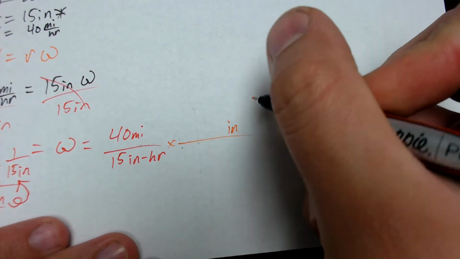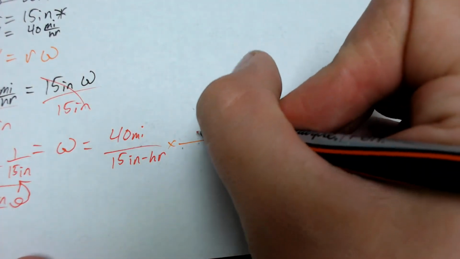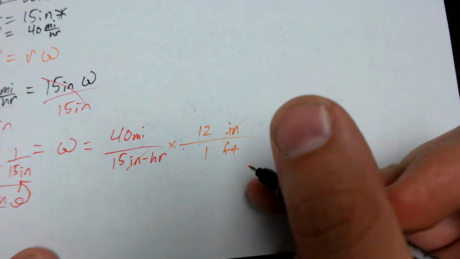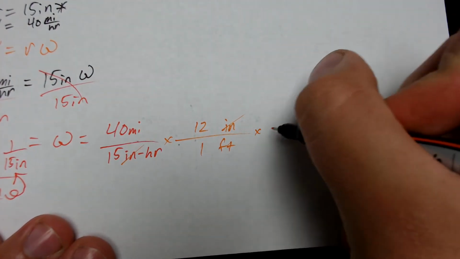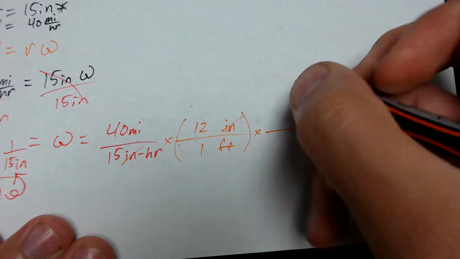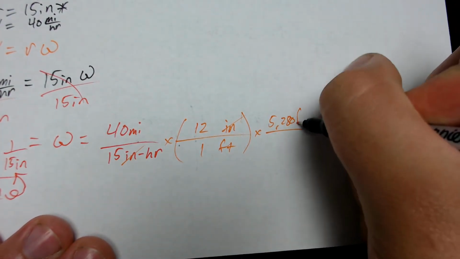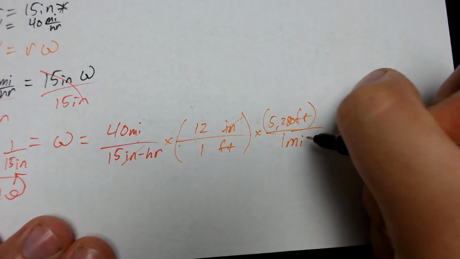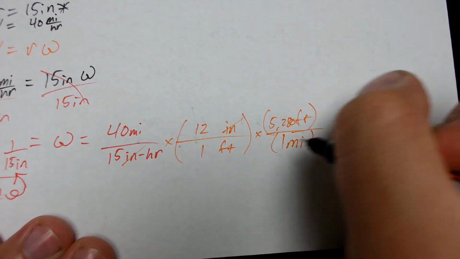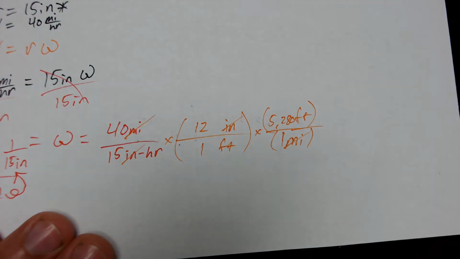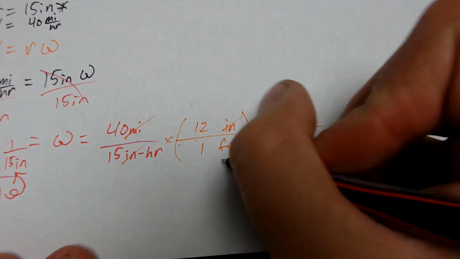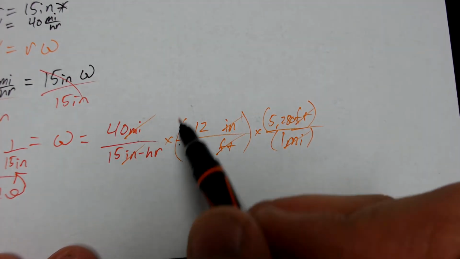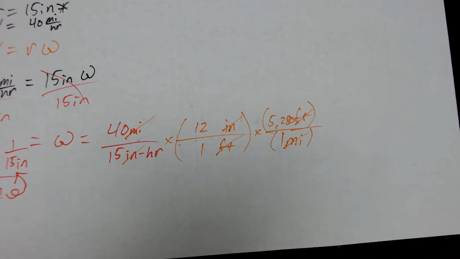So if I put inches into feet, there are 12 inches in 1 foot. So inches have gone ahead and canceled. And then if I keep multiplying and I go from feet to miles, there are 5,280 feet in 1 mile. So here miles cancels, and feet also cancel here. So by doing that, I've eliminated the inch and the mile rate.